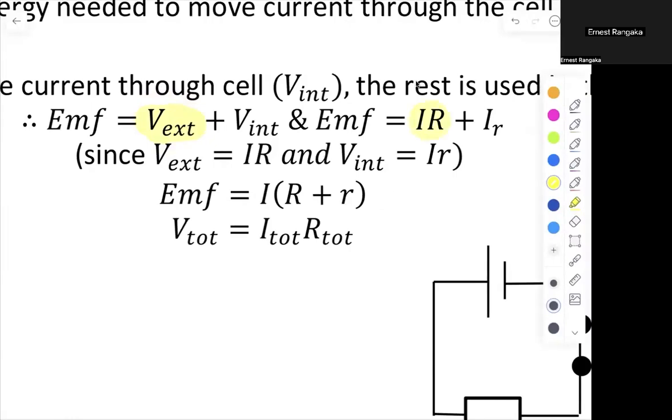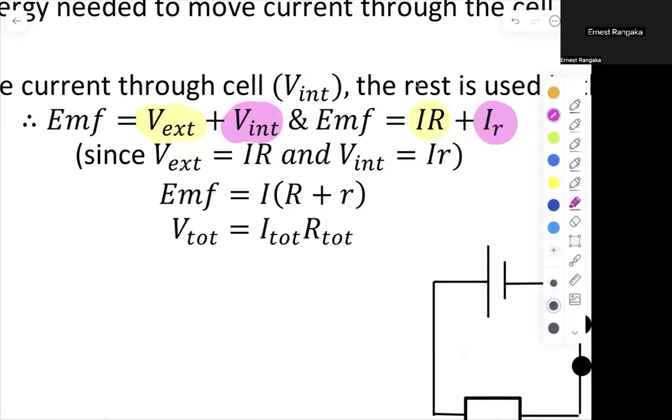Then you also have the energy that is used to get the current through the battery itself. That's going to be our V internal, or sometimes we call that our V lost, our lost volts, right? So since V external is equal to IR and V internal is equal to I times small letter r, where small letter r is going to be our internal resistance, we can then use this equation here.